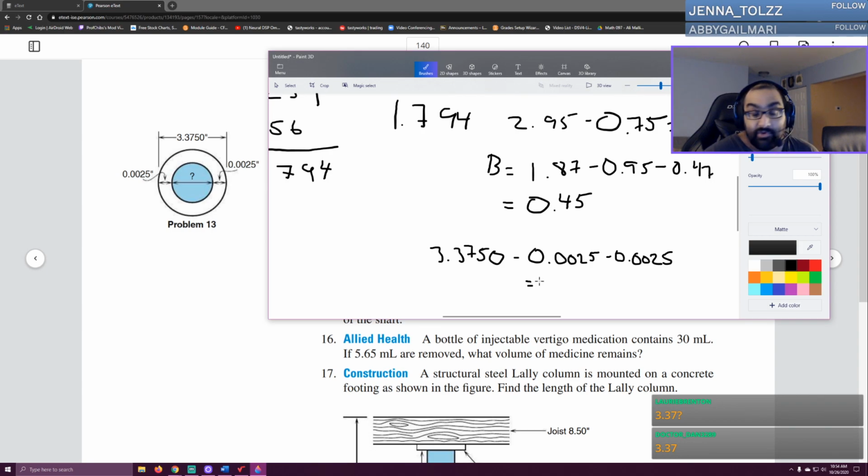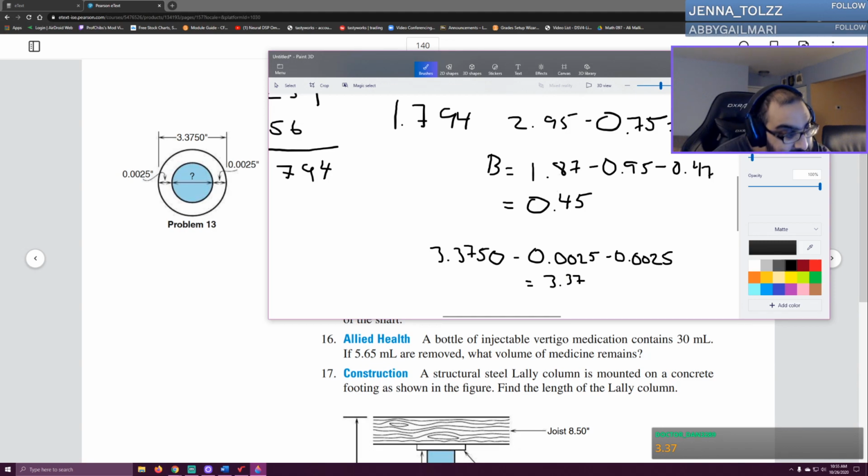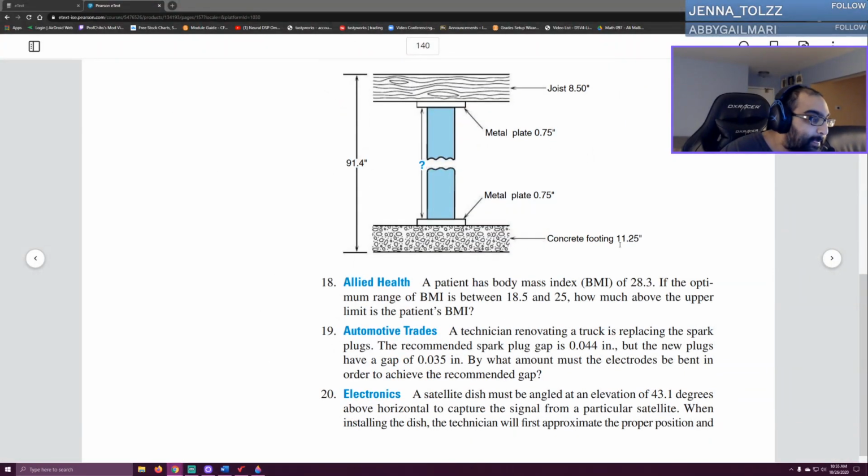If we subtract those two off, then indeed we're going to get 3.37 as our final result. That's correct. That isn't too bad. Good stuff. Questions about that? No? That's perfectly fine.